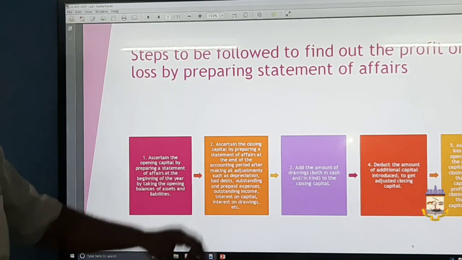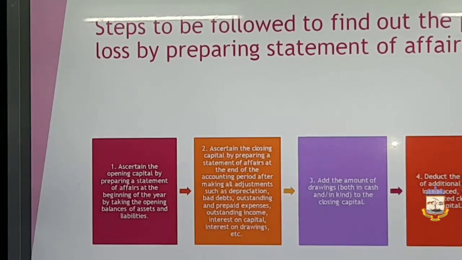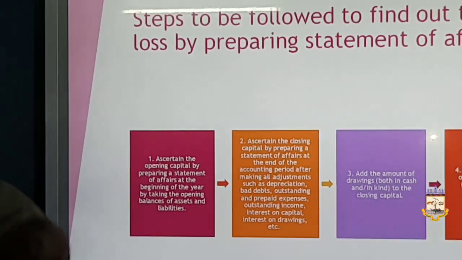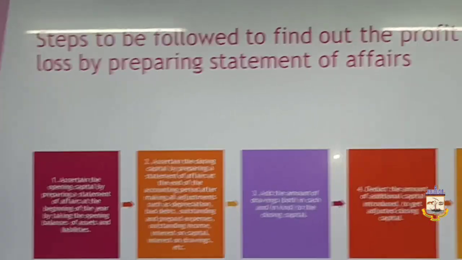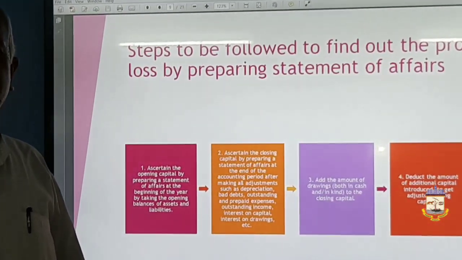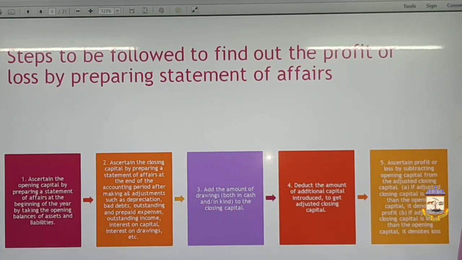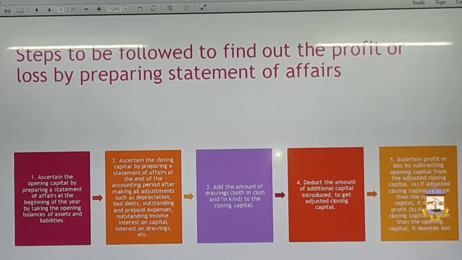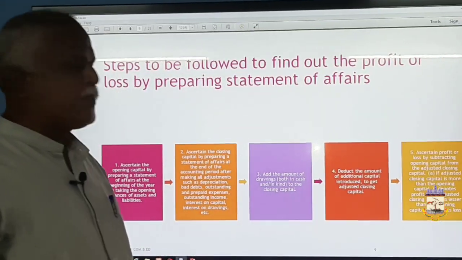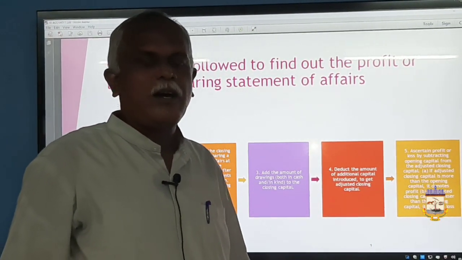This is a flow chart showing how the profit or loss is made in the business which maintains incomplete records. Ascertain the opening capital by preparing statement of affairs on that particular date, the opening date. Ascertain the closing capital at the end of the accounting period after adjusting for depreciation, bad debts, etc. And add the drawings to the closing capital. Deduct the additional capital introduced from the adjusted closing capital, and then ascertain the profit or loss.